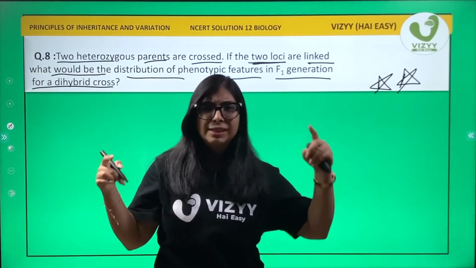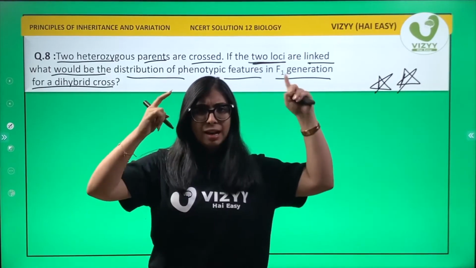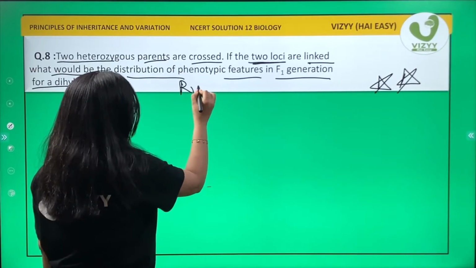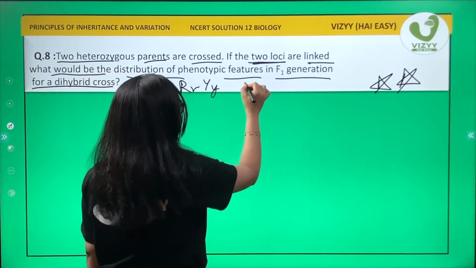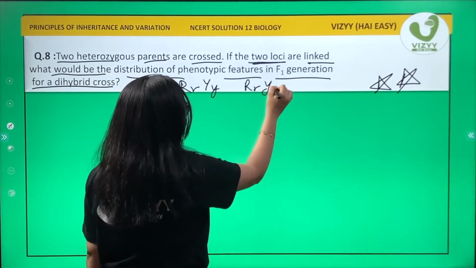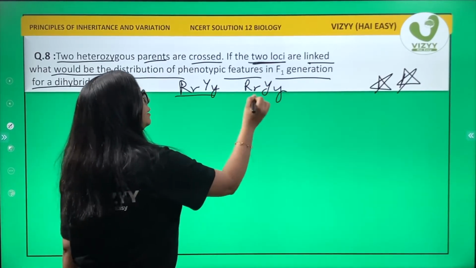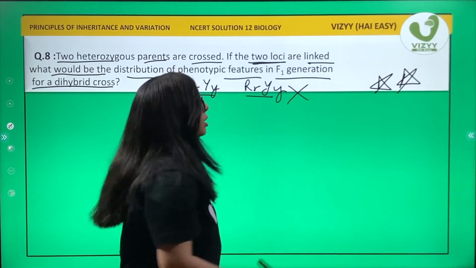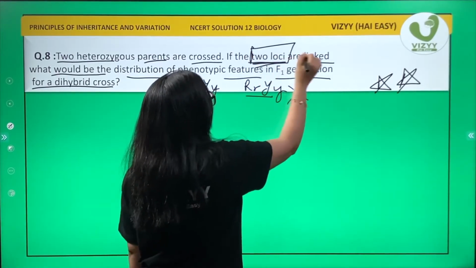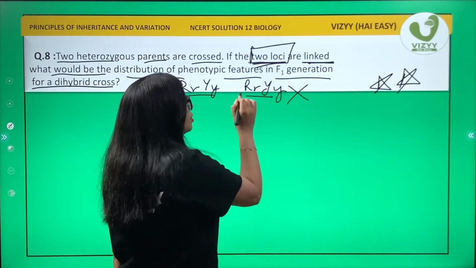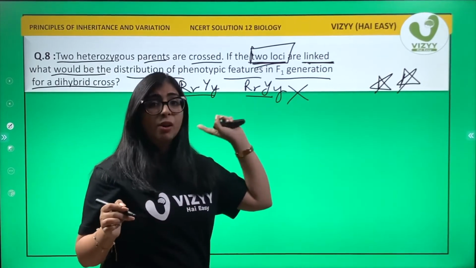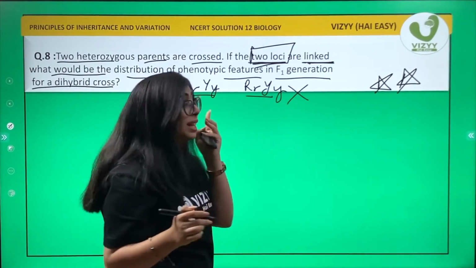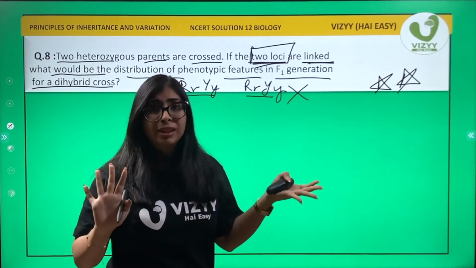So when we see a dihybrid cross, our minds go like RRYY, RRYY, and we start writing something like RRYY and RRYY. If we write this in this answer, it is absolutely wrong. Why? Because these two loci are linked. When you write it this way, in a horizontal way, they are not linked and the gametes formed would be 4. But that is not the case.